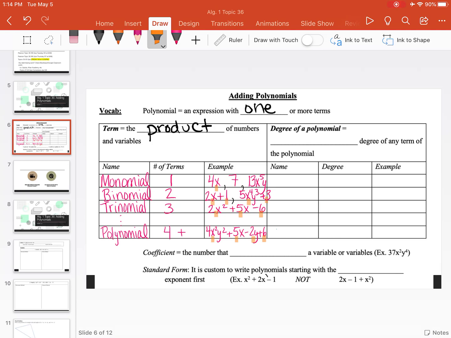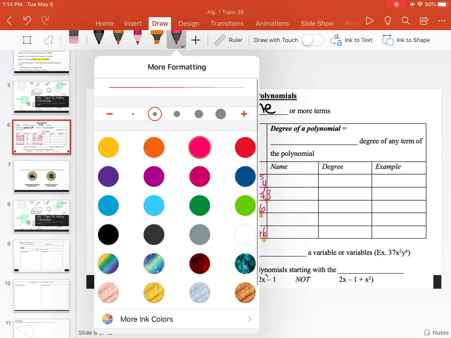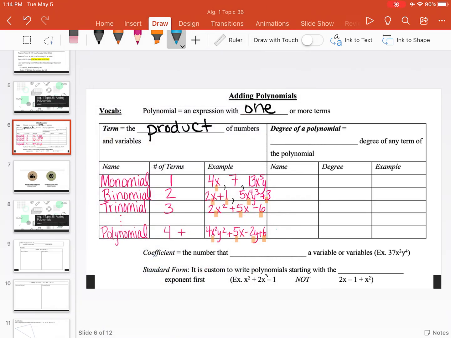Now polynomials can also be classified by their degree. The degree of a polynomial is the greatest degree of any term of the polynomial. So we're looking for the highest power. Now sometimes we might have a degree of 0. That's called a constant. An example of a constant could be something like 7.